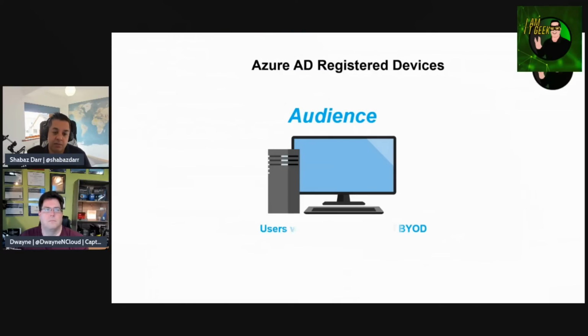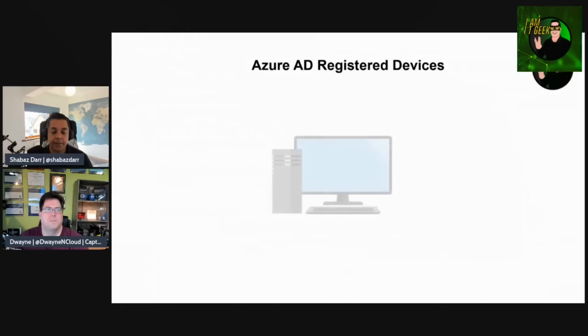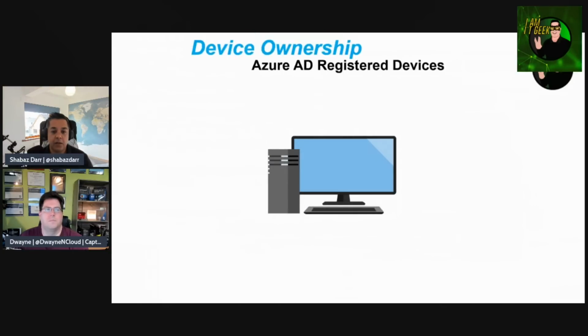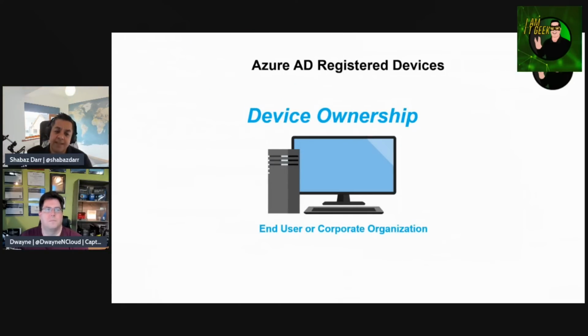Let's talk about the audience. It's users who want to take advantage of BYOD. They don't want a corporate device. They could be a contractor, for example, and they have their own device. They have multiple contracts, so they use BYOD, bring their own device, and are like a guest in people's tenancies. How about device ownership? Where does that lie? The end user or corporate organization, depending on what agreement you have with the organization whose tenant you are using. So with an Azure AD registered device, it's end user or it can be the corporate organization.